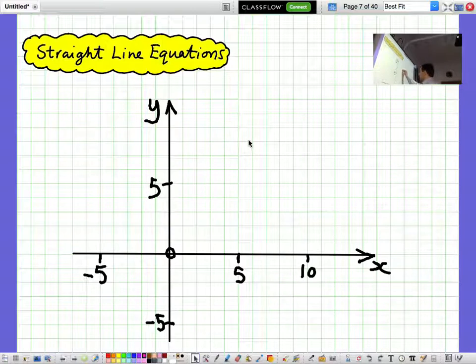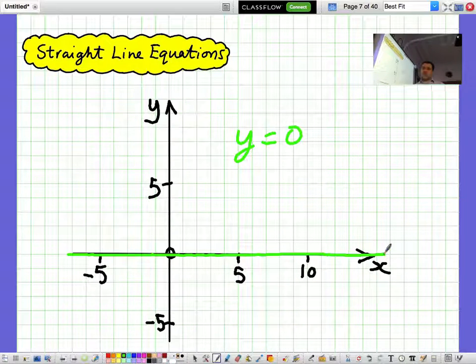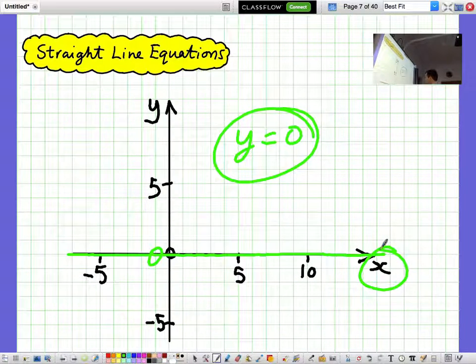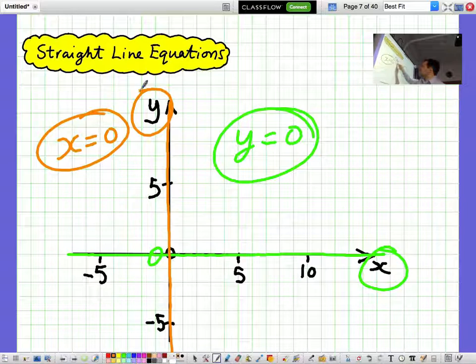So the line y equals 0. The line y equals 0 is the horizontal line of all of the points where y is 0. Now that can be confusing because the line y equals 0 is the x-axis. And in the same way, the line x equals 0 is the y-axis. So be careful not to be confused by that.